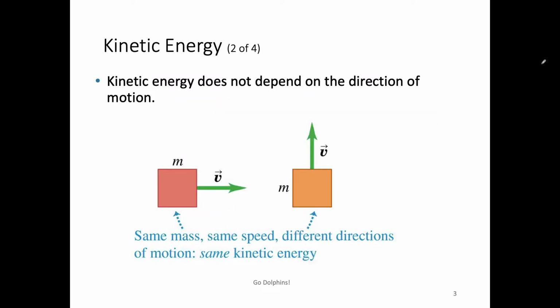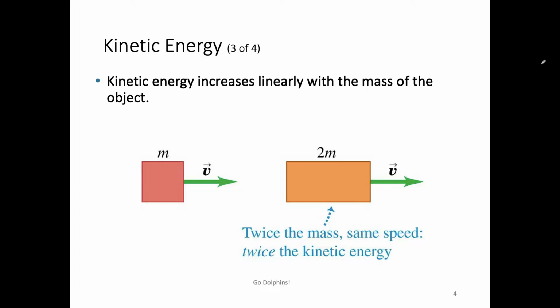Now this is just an illustration that if you have two objects with the same mass moving in two different directions, but they have the same speed, just the directions of velocity are different, they should have the same kinetic energy. Because kinetic energy does not depend on the direction of motion, which means direction of velocity. It only depends on m and speed.